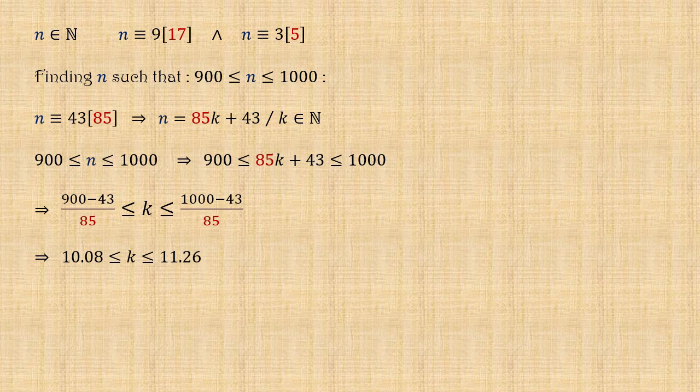And this means that k is greater than 10 and 8/85ths and lesser than 11 and 26/85ths, which means that the only possible integer value that k equals is 11. So, n would be equal to 85 multiplied by 11 plus 43, which equals 978.